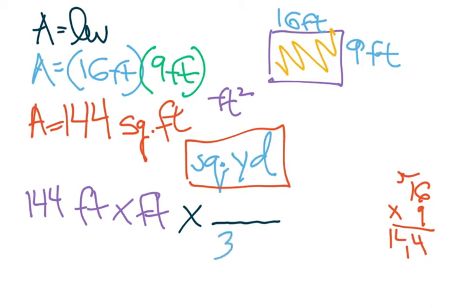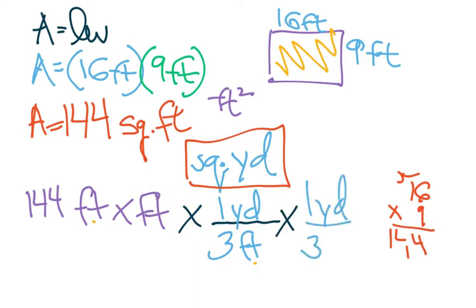I am looking for canceling opportunities. So what I want to put here is 3 feet over 1 yard. But like I said before, that's just going to cancel out that foot and that foot. So I need an entire other unit multiplier, the same one, 1 yard to 3 feet. Because then, as you can see, when we go about canceling, we have this foot and that foot, and this foot and that foot.